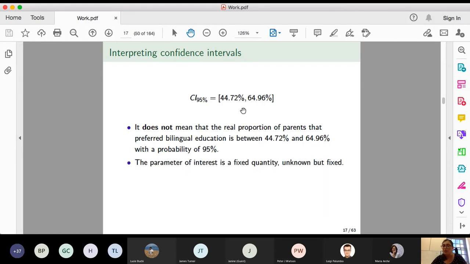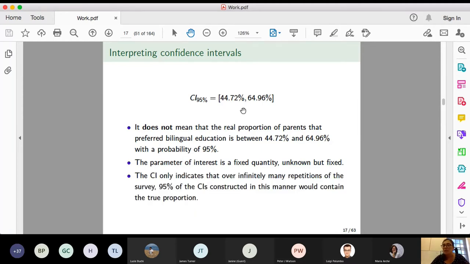What is random in the frequentist approach is the sample that you are taking. And therefore, in the way that we construct this confidence interval, the lower limit and the upper limit of the confidence interval are random as well. But once you have observed your sample and computed this lower bound and upper bound, there is no more randomness left in your confidence interval.